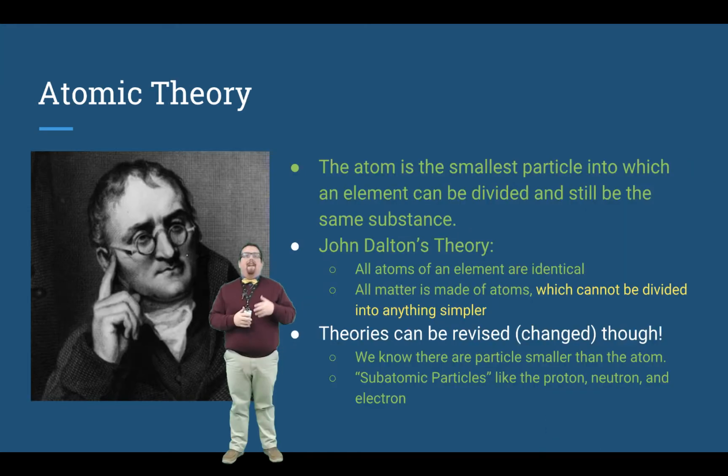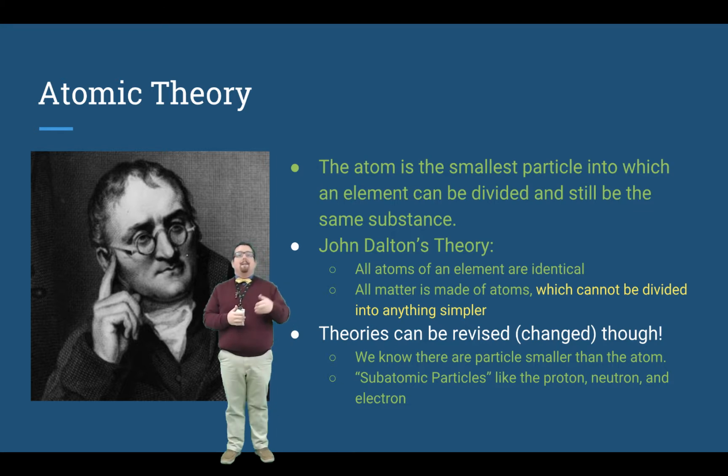In the early 1800s, John Dalton came around, and he wrote a formal scientific theory on the atom. We refer to it as Dalton's atomic theory. Dalton said that an atom is the smallest particle into which an element can be divided and still be that element. His theory also stated that all atoms of a particular element are exactly identical to each other, and that all matter is made up of atoms, and you can't divide matter into anything simpler than that.